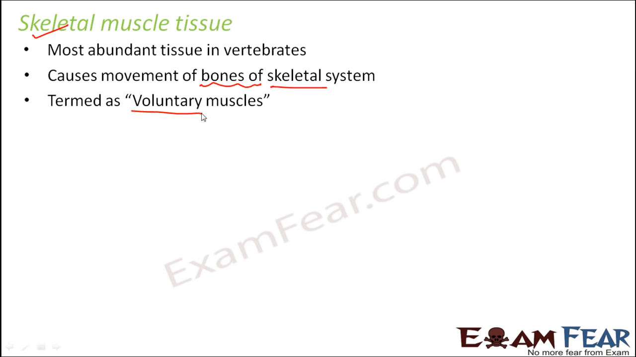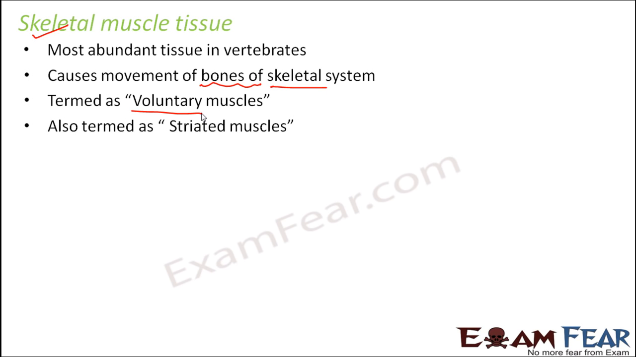What is the meaning of the term voluntary? Something which happens as per our own will. Now in these muscles, the movement happens as per our will. So if I want to move my hand, I will move my hand. If I don't want to move my hand, I will not move my hand. So the movement happens as per our will, and these muscles are involved in these kinds of movements. That is why they are called voluntary muscles.